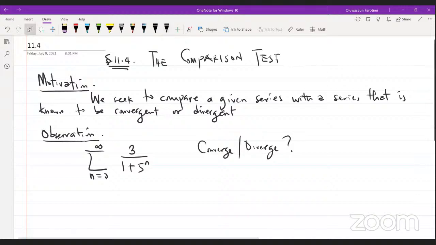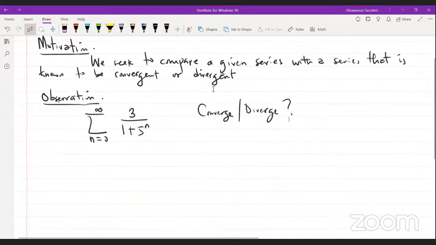Now, what do we do at the level of the comparison test? We are going to pick the a_n, which is 3 divided by 1 plus 5 to the power of n. Now, can I compare this with something else that is close to it? I can compare it with 3 over 3 to the power of n. Now, I have to establish a behavior between these two. Is this quantity less than this one, or is this quantity bigger than this one?